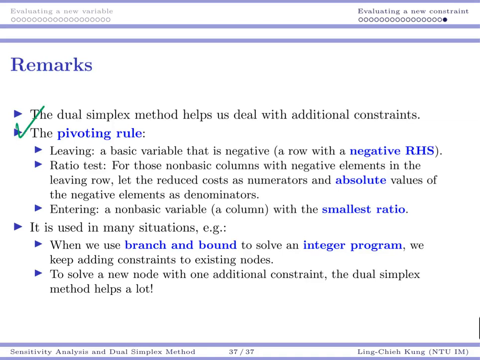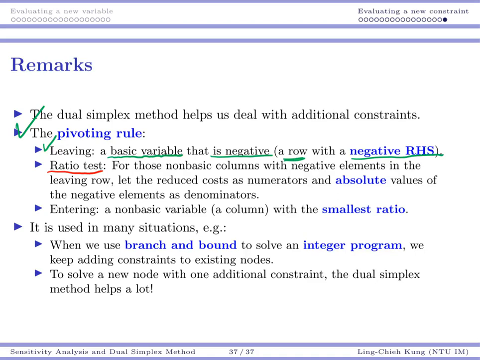Here, we use the dual simplex method, and it has its own pivoting rule, which is a mirror of the primal simplex. So the rule is here. For the leaving variable, we look at those basic variables. We choose one whose value is negative, which means we choose a row where the right-hand side is negative. And then we conduct the ratio test.